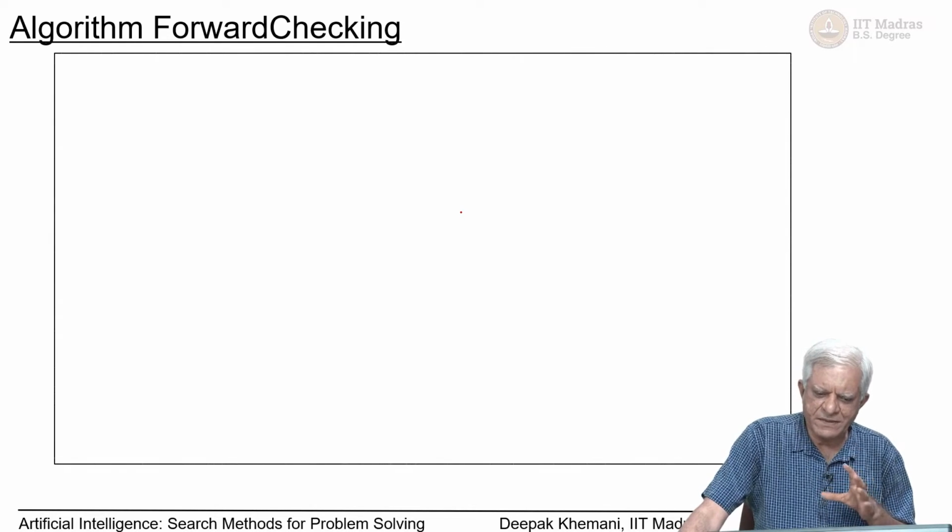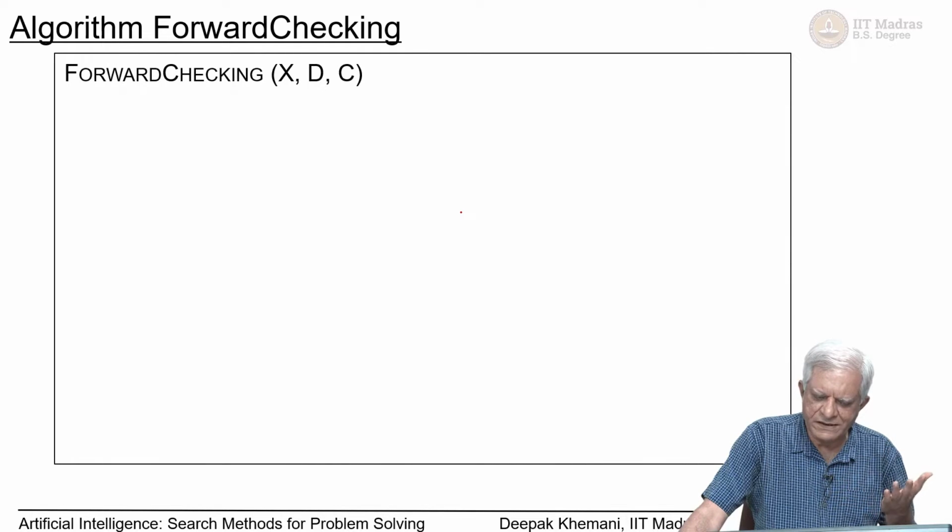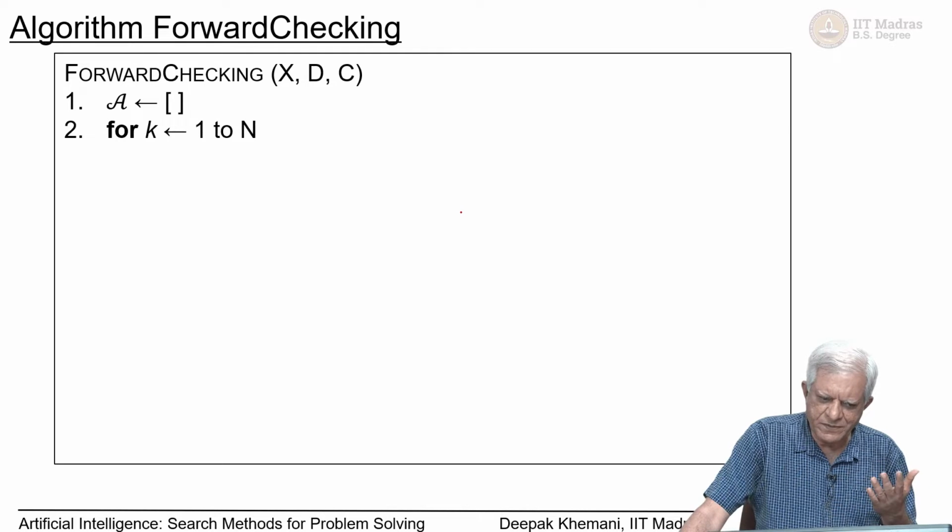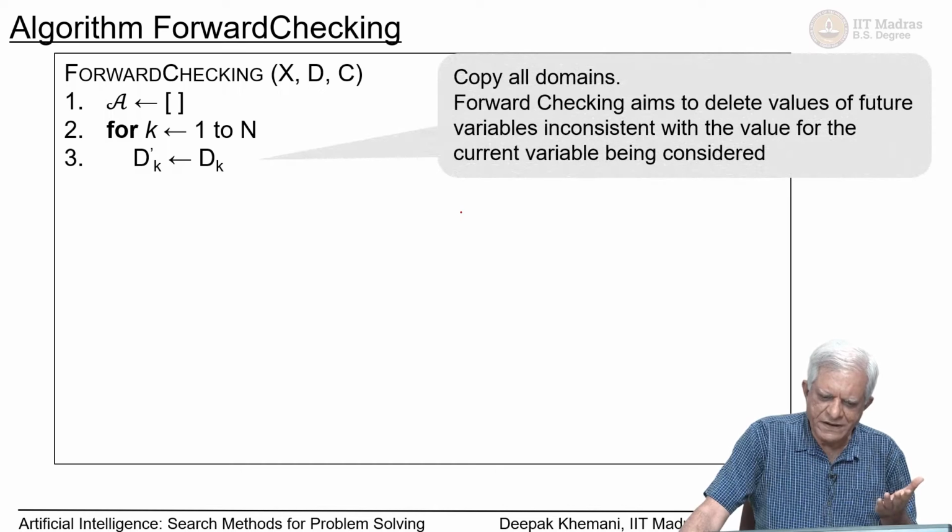The outline is the same as backtracking. We begin as we did in backtracking, with the constraint network as input. We start by saying that the assignment is an empty list, and now we make copies of all the domains. In backtracking, we made a copy only of the first domain, and only when we went to the next domain did we make a copy of the second domain. Now we are making copies of all the domains, and you must also think about how many copies you need to make.